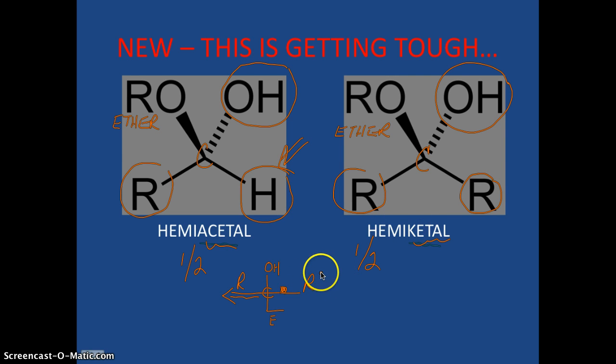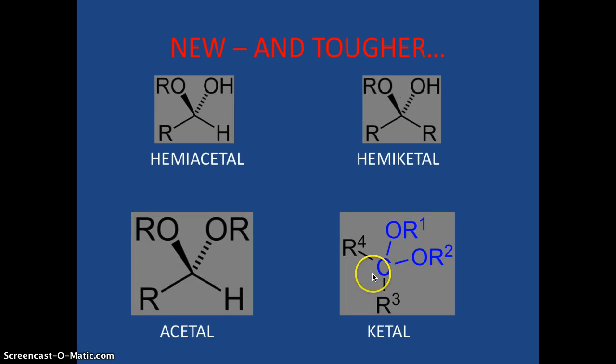So I would have the rest of the molecule out here. So essentially what we have is an alcohol off of one carbon, and off the same carbon we have an ether. So that's half an acetal and half a ketal. Now, the next slide gets a little trickier, but I'm going to show you a couple different pictures so you don't get too confused.